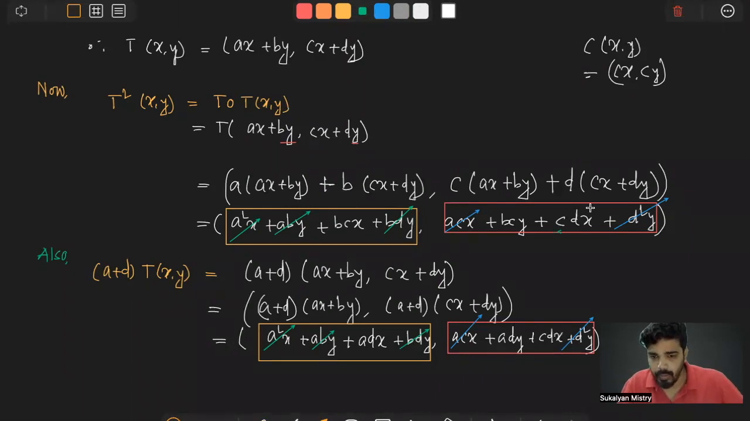Plus cdx minus cdx cancels out, because we are doing T square minus (a plus d) into T. So look what we get: bcx minus adx, comma, bcy minus ady. Getting my point? Suppose this is x1, this is y1, this is x2, this is y2, so x1 minus x2, comma y1 minus y2, subtract from this, so we get bcx minus adx, and bcy minus ady, right?